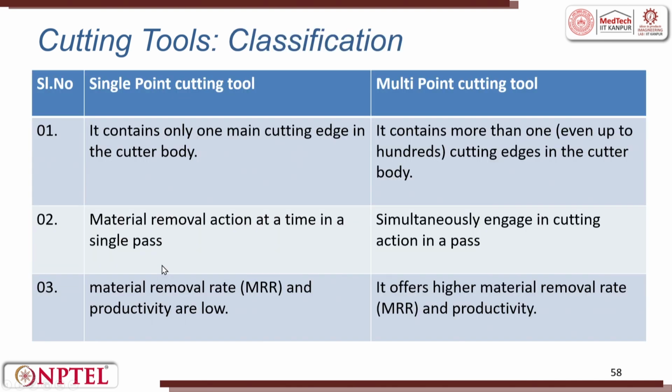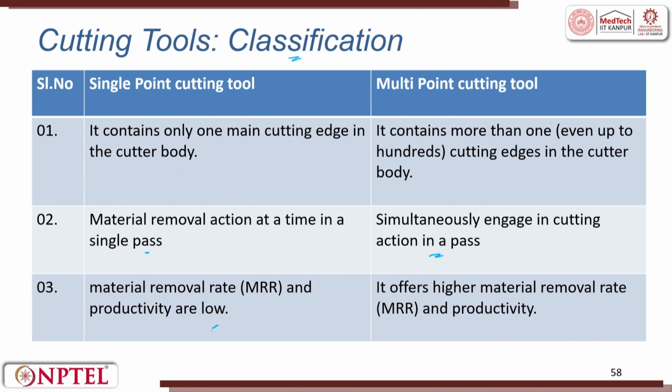So, what is the classification of single point and multiple point cutting tools? A single point tool contains only one main cutting edge in the cutter body. A multiple point tool contains more than one cutting edge in the cutter body. The material removal action at a time is in a single pass, simultaneously engaging in cutting in a pass. Here multiple edges will be there.